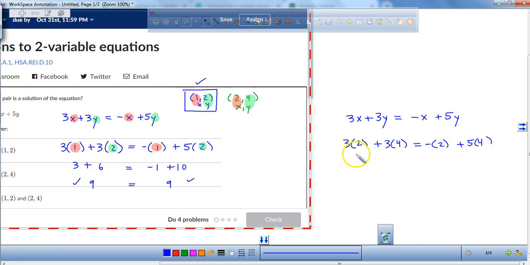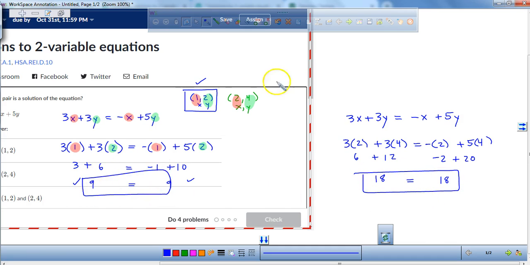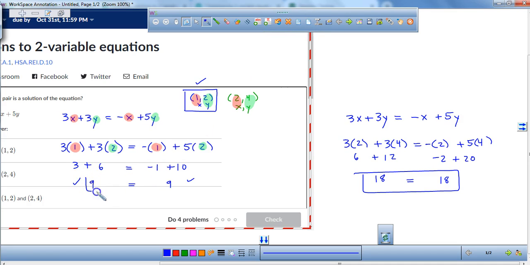Now 3 times 2 is 6 and 3 times 4 is 12. And I add those together and I get 18. And negative times a 2 is just negative 2. And 5 times 4 is 20. And negative 2 plus 20 is 18. And you can clearly see that 18 is equal to 18, just like 9 was equal to 9. And look, they both work. That means this ordered pair works.